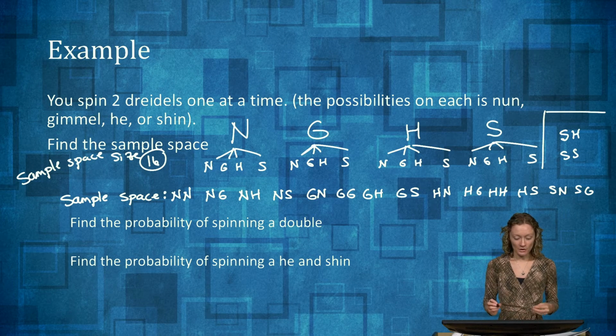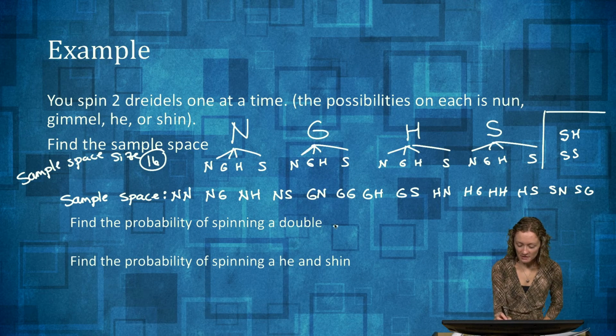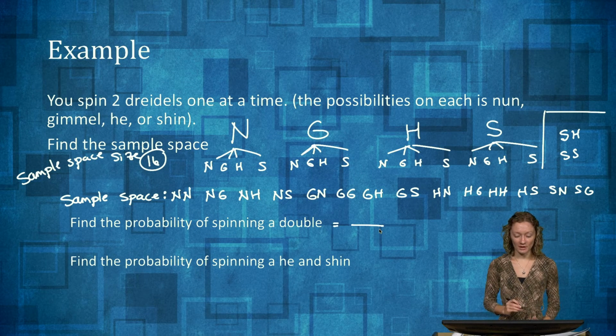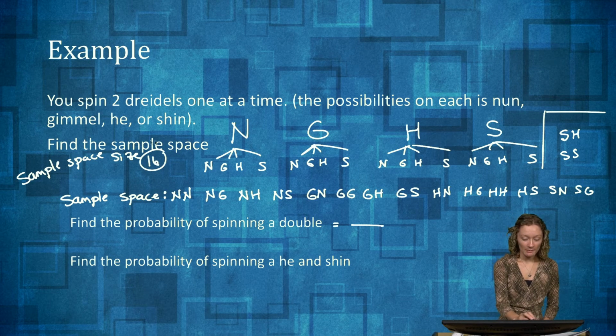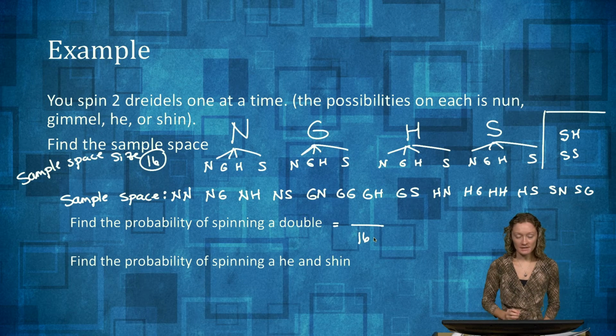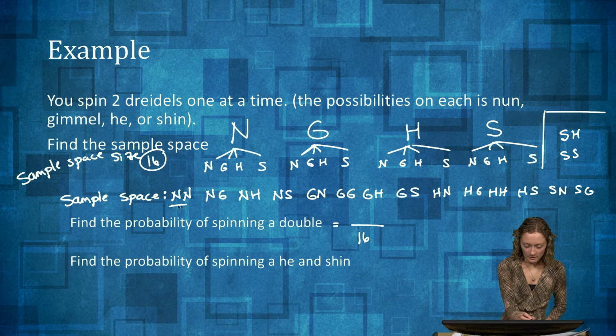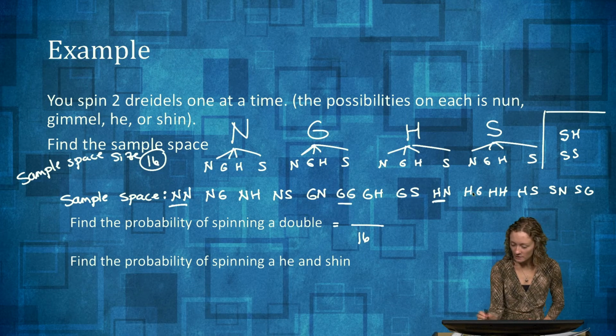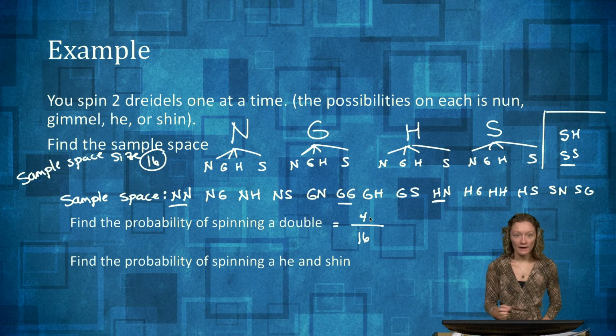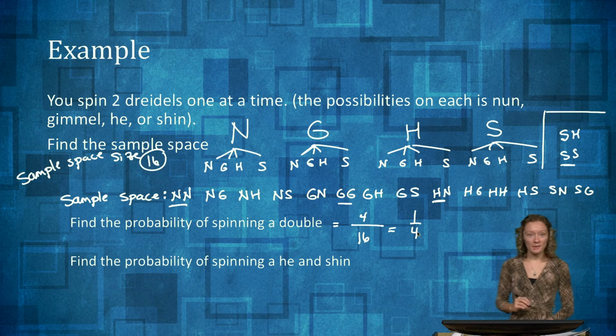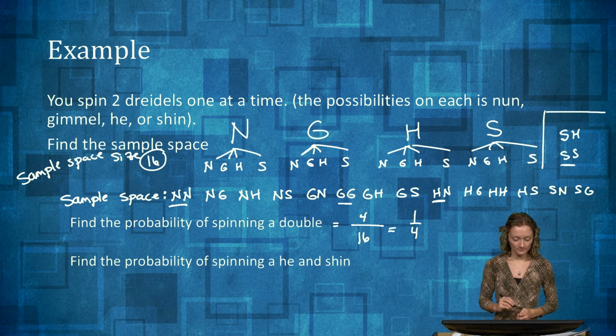Okay, so the first question after we have the sample space, find the probability of spinning a double. So, with a probability, spinning a double is the event. First, we need to know how many different ways this can occur. We know there's 2 being spun, and so when we have the sample space listed, the sample space size is your denominator. There are 16 different ways you could spin the 2 dreidels. Of those 16, how many meet our criteria of being a double? Well, then just count. Nun, nun, gimel, gimel, hey, hey, shin, shin. 4 out of the 16, which simplifies to 1 over 4. The probability of spinning a double is 1 in 4.